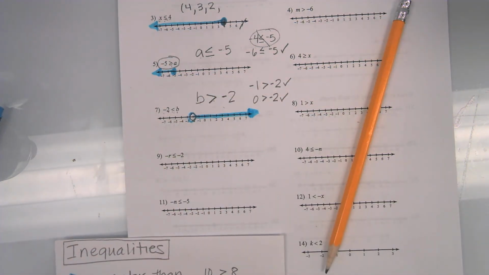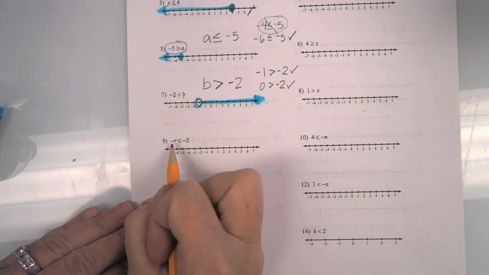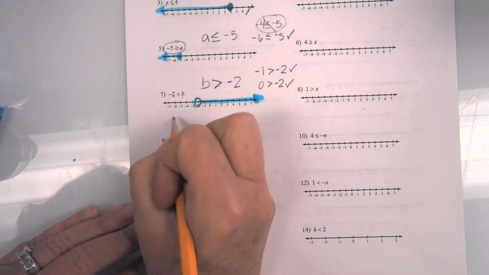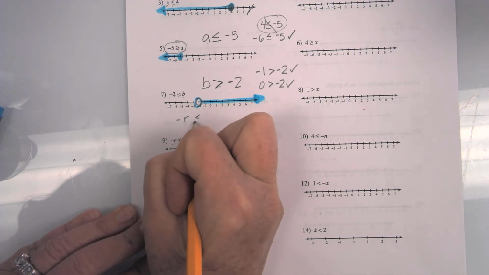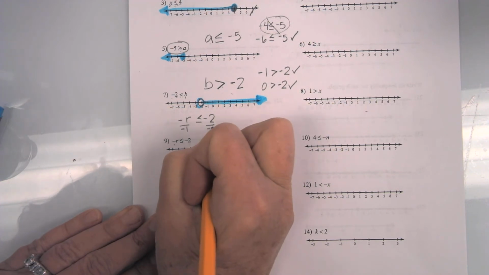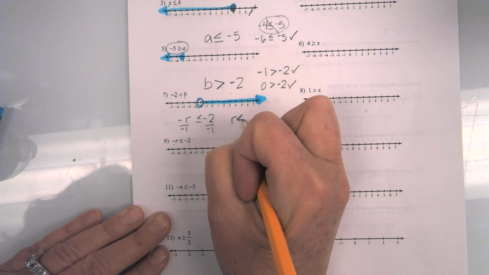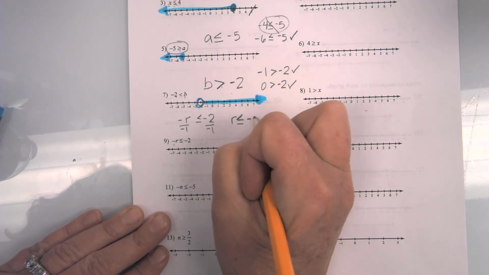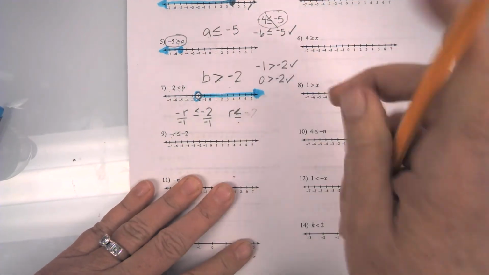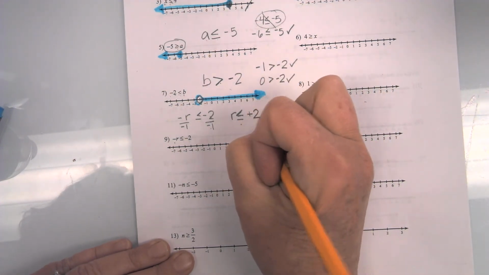Okay. And I did say last one, but I forgot. Number 9. Number 9 is important here because look, our r is negative. We cannot graph this if r is negative. So there are two ways to do this. If I have -r is less than or equal to -2, I can divide both sides by -1, and I get r is greater than or equal to +2. -2 divided by -1 is a +2.